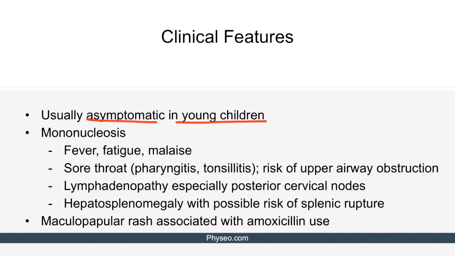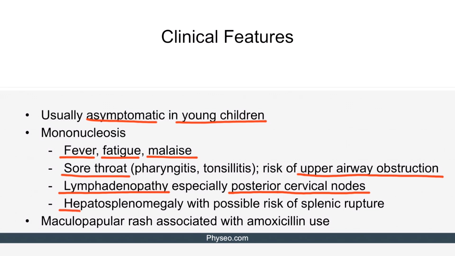Older children and adults often present with fever, fatigue, malaise, and a sore throat due to pharyngitis or tonsillitis. Patients are also at risk of upper airway obstruction due to pharyngeal edema and tonsillar enlargement. Lymphadenopathy is a common finding and typically affects the posterior cervical nodes bilaterally. Some patients can present with abdominal pain as a manifestation of hepatosplenomegaly. Splenomegaly is associated with a possible risk of splenic rupture, which can be life-threatening.